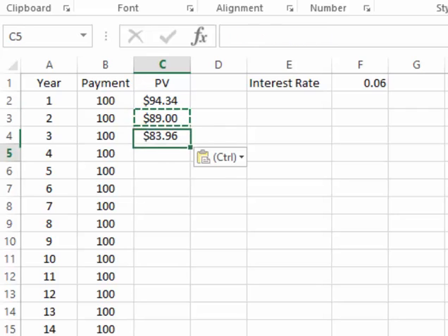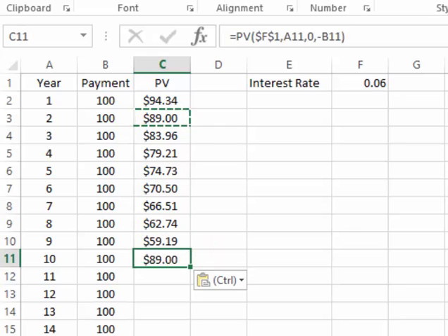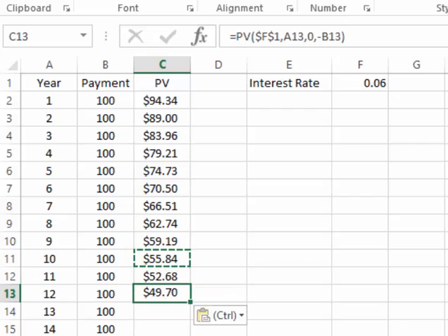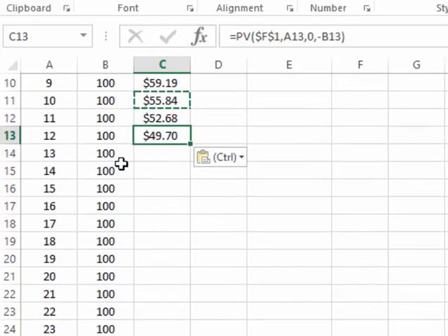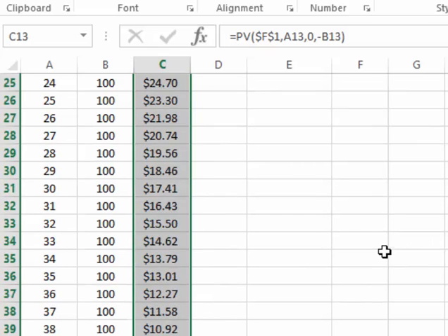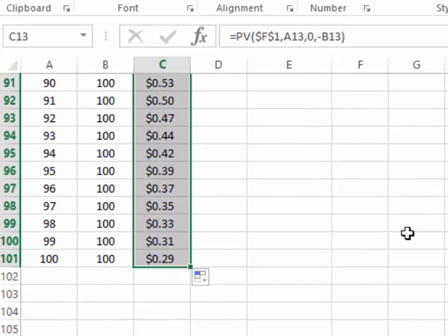And if I keep going down and copy this formula, you can see that each year the cash flow that I receive further and further out is worth less and less to me in today's dollars, right? So I'm going to go ahead and just copy that all the way down. And by the way, if you have a big series of numbers, you can double click on the bottom right corner, and it'll copy that formula all the way down to the very last row, the very last cell.